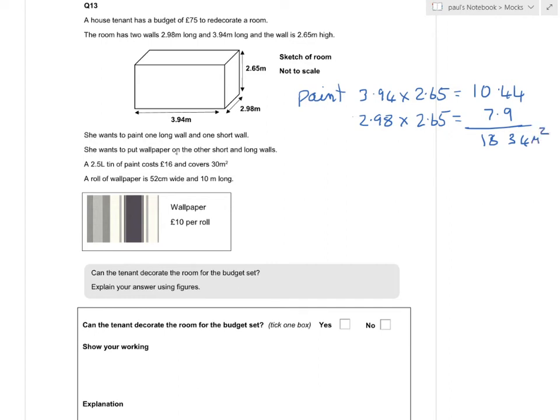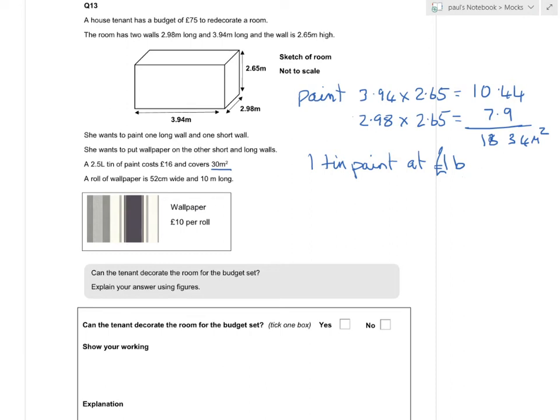So she wants to put wallpaper on the other 2. She wants to paint 1 long one. So a tin of paint covers 30. So she's got plenty of paint. Yeah. So it's going to be 1 tin of paint at £16. What about the wallpaper?